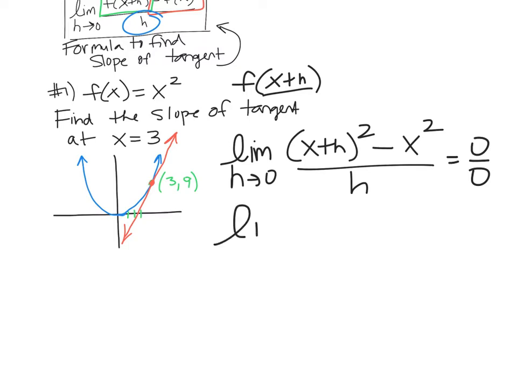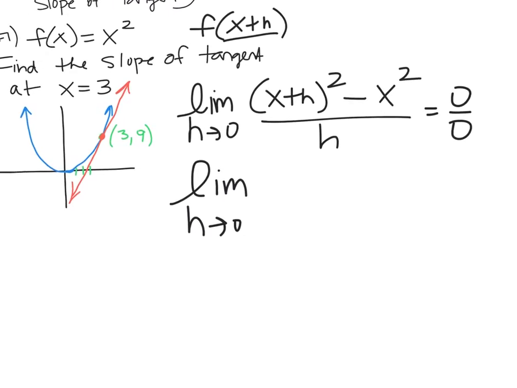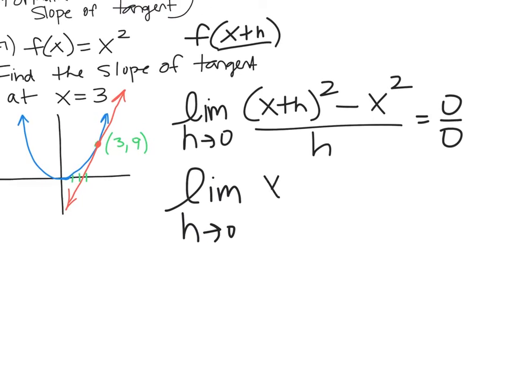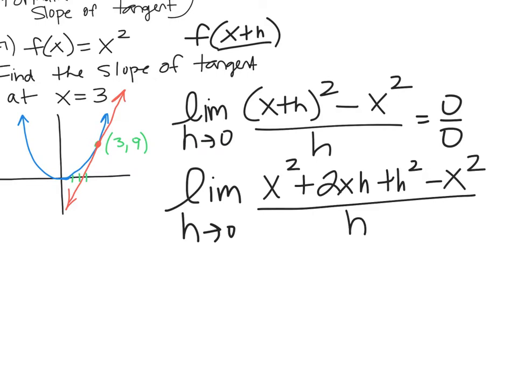So we got limit. h goes to 0. FOIL this out. (x plus h) squared is, do you know the shortcut? x squared. So you square the first term. And then you multiply all the things you see together. 2 times x times h. And then square the last term. Plus h squared. And then minus x squared all over h.